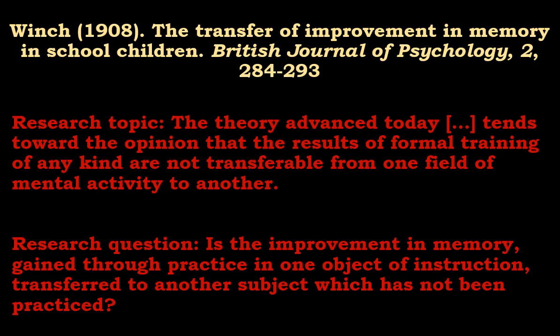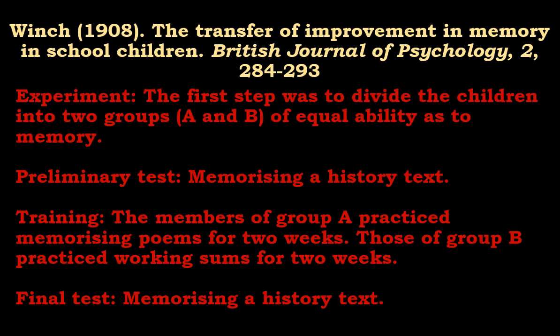So the research question is: is the improvement in memory gained through practice in one object of instruction transferred to another subject which hasn't been practiced? And I'm going to give you more details later on. So in the first experiment, he followed a first step that was to divide children into 2 groups called A and B of equal ability as to memory. So that's very, very important.